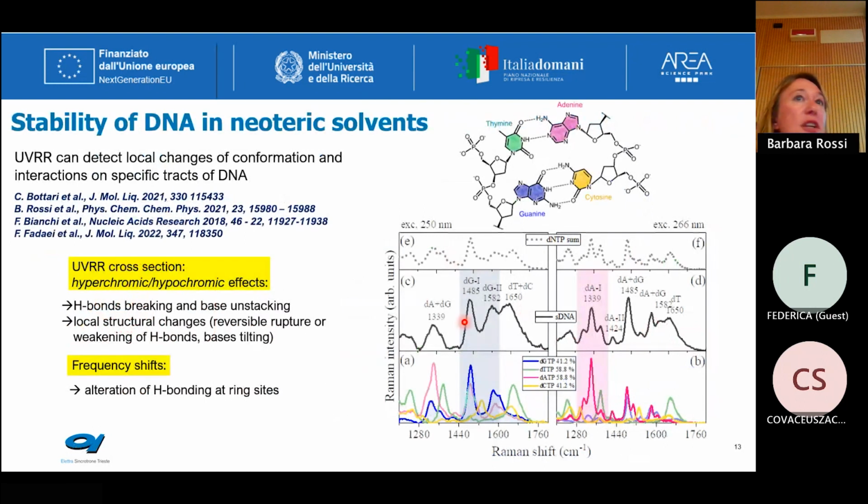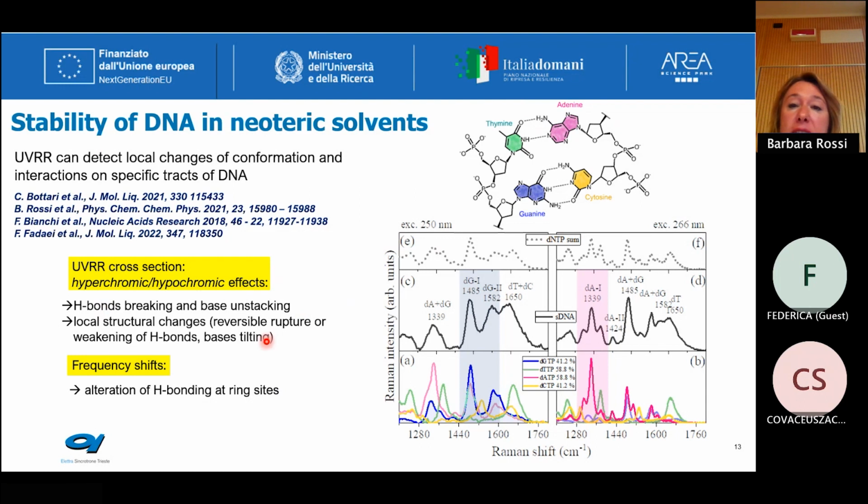Another application of the technique. This study is a very long project in our laboratory that concerned the investigation of the stability of the DNA in so-called neoteric solvents. So the idea is to find new solvents or co-solvents able to stabilize the DNA, which is subjected to chemical degradation when it's stored in water or aqueous buffer for a long time.